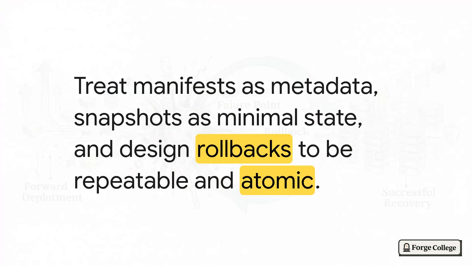Remember your key takeaways. Treat your manifests as your authoritative metadata, your snapshots as your minimal state, and strictly design your rollbacks to be both repeatable and atomic. If you do this, a failed deployment goes from being an absolute nightmare to just a minor, automated speed bump. But I want to leave you with this. If you can completely automate your rollback, what's stopping you from automating the detection of bugs before they ever even reach the manifest? Think about that as you prepare for our CI Pipelines module.